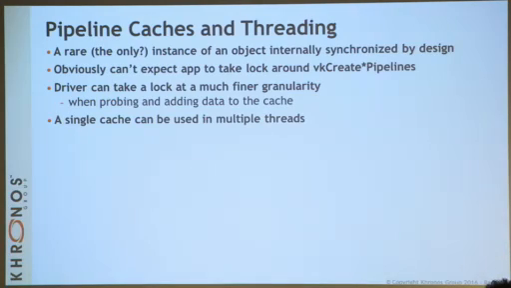And one of the reasons I wanted to mention pipeline caches is that they have this unique threading interaction. They're, I think, the only instance of an object that's internally synchronized by design. And the reason for this is they're used in the create pipelines commands. And these are the most expensive commands in the API. They can take many milliseconds. And we as the API designers can't expect the application to take a lock around that command. It just wouldn't be good design.